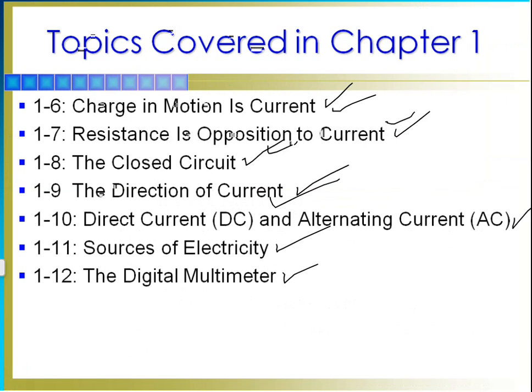From there, we're going to talk about current. Where do we get current? What is resistance? What makes up a closed circuit? If there's time and my voice is holding out, we're going to talk about the direction of current and DC current versus AC current. Where are we getting all this electricity? And then talk about the tools that we use for measurements just a little bit.